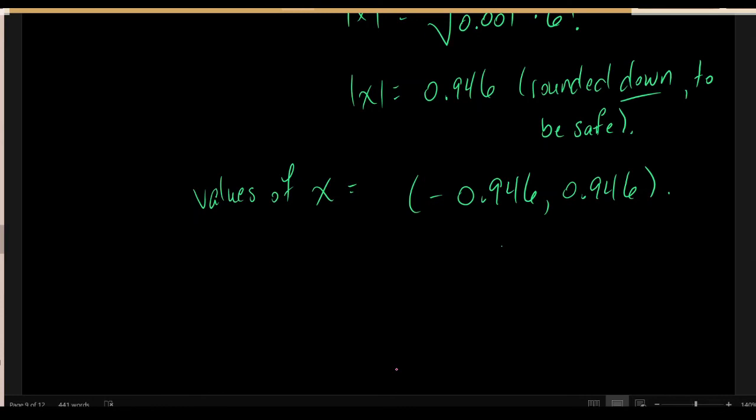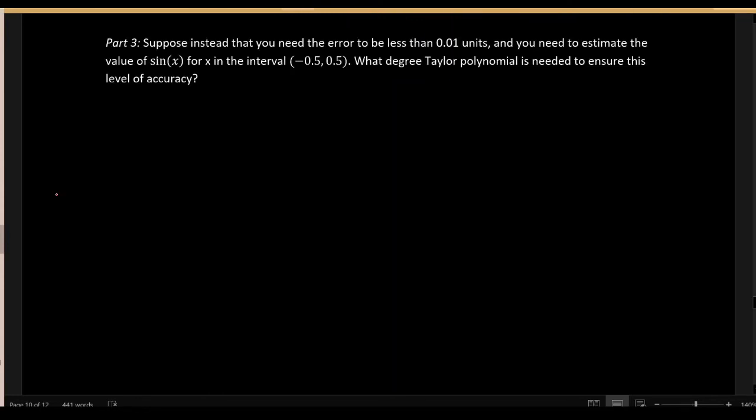In part number 3, this time we know that we need the error to be less than 0.01 units, and we need to estimate the value of sine of x for x's in between negative 0.5 and 0.5. So in this case, the question is, what value of n do we need? What degree Taylor polynomial is needed to ensure this level of accuracy?